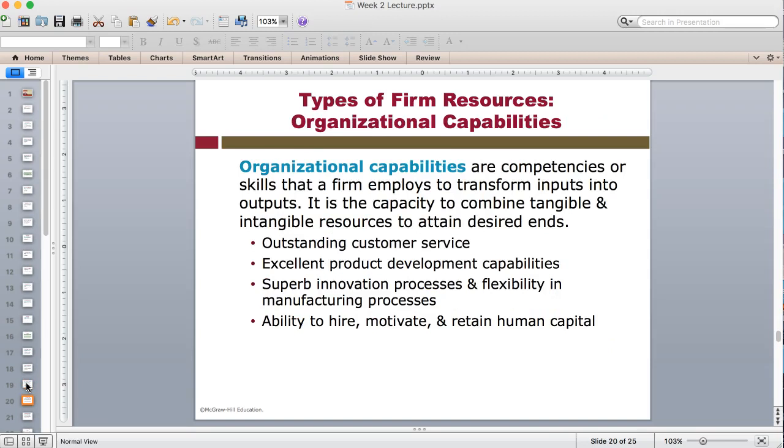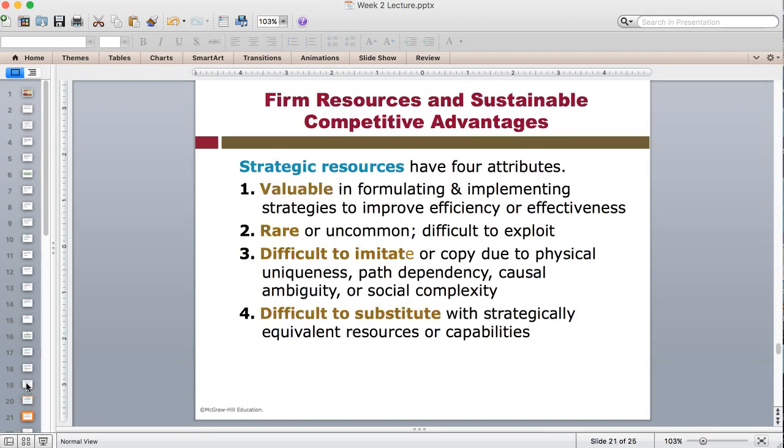And again, the third area is organizational capabilities. We've talked about those a little bit in the context of these intangible resources, but sort of the organization: does it have the right culture? Does it have the ability to hire and retain capital? Does it have processes that allow it to innovate? Those are things that come out of the organizational area.